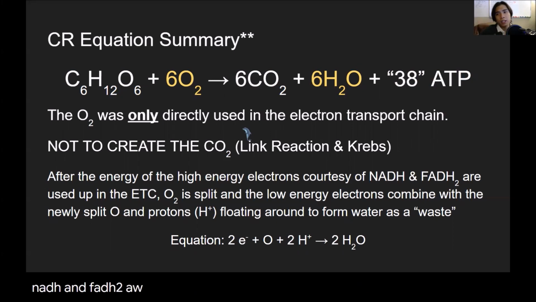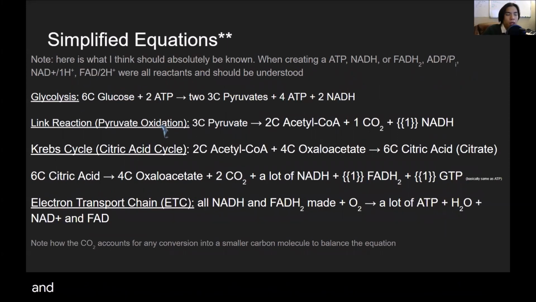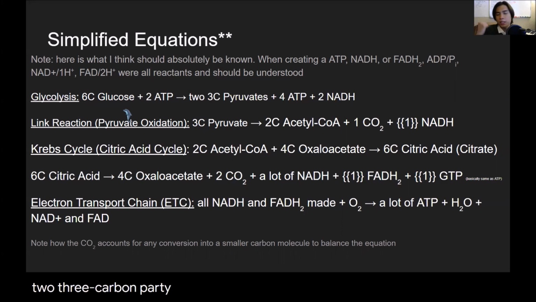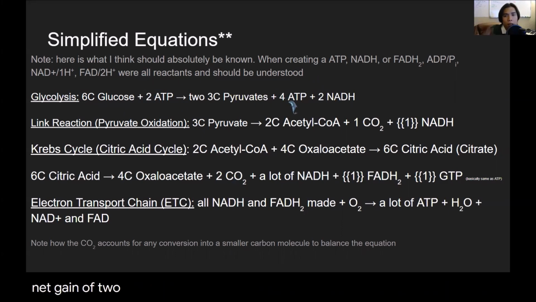So our body has different mechanisms such that it prevents this inefficiency. So no O2 means that the Krebs cycle and the link reaction do not run, even though they don't directly need O2. Here are the simplified equations. And yeah, glycolysis. You have your 6-carbon glucose, you use 2 ATP, you get 2 3-carbon pyruvates, this is your glucose derivative, you get 4 ATP, so a net gain of 2, and you get 2 NADH.